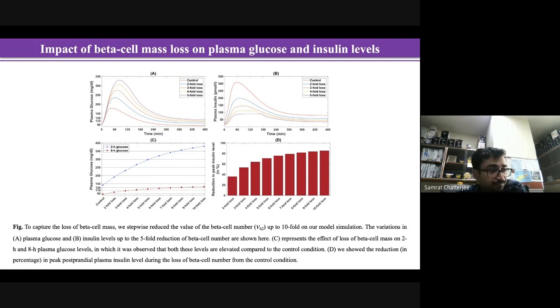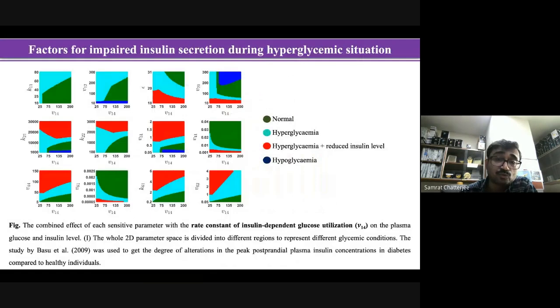What we did here is change the beta cell mass, when it loses its function, so loss in beta cell mass twofold, threefold, fourfold, fivefold. We see that plasma glucose levels start increasing, because with each loss there is a decrease in the insulin level. This is an expected result, but our model is also showing it. Once we get results close to the observed results when we simulate our model, we can go for more detailed analysis and do something like this two-dimensional parameter space.